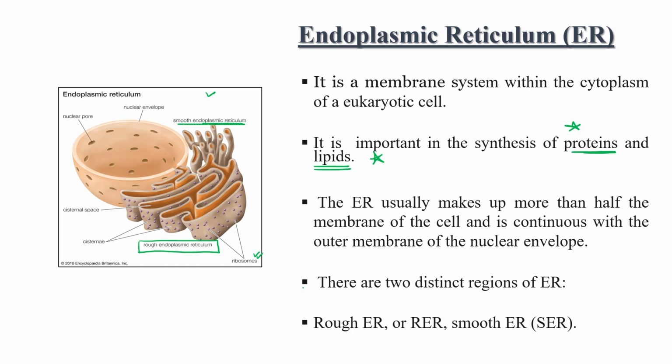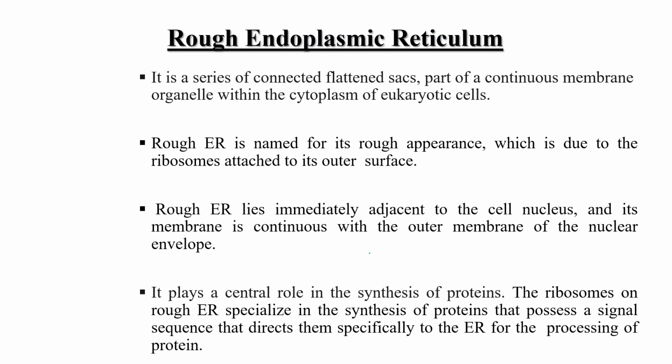So there are two types of endoplasmic reticulum, rough, RER, and smooth, SER. RER, rough endoplasmic reticulum, SER, smooth endoplasmic reticulum. And this endoplasmic reticulum is actually connected flattened sac parts of continuous membrane or organelle within the cytoplasm of eukaryotic cells. The rough endoplasmic reticulum has a rough appearance, why? Because of the presence of ribosomes, and this is the main site where protein synthesis occurs.